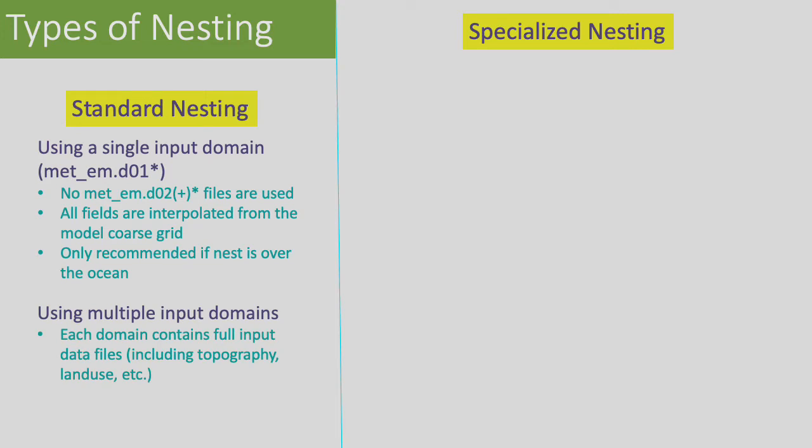The most common method of nesting is to use input from all of your domains. When run like this, each domain contains the full input data, or the MET-EM files, at their resolution. There are also some specialized nesting options. There are two types of moving nest options. You can choose to build WRF for the specified moving nest option by choosing option 2, which is preset moves, when you compile. However, this method can be very tedious to set up because in the namelist you have to specify every single move.